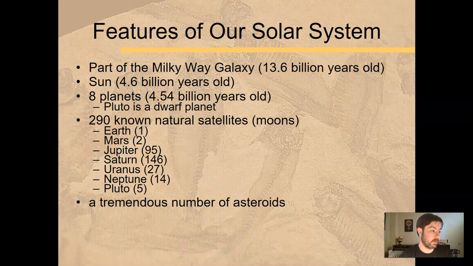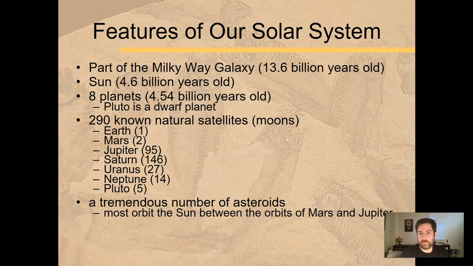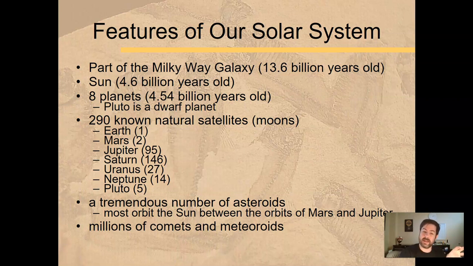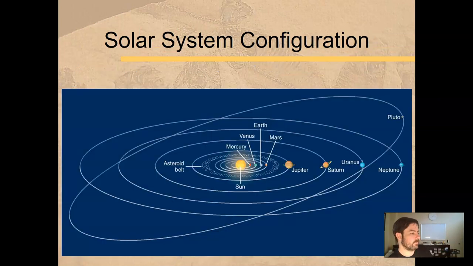There's also a tremendous number of asteroids. An asteroid is defined as a wandering rocky body of space material that's 10 meters in diameter or bigger. Most asteroids orbit the sun somewhere between Mars and Jupiter. There's also millions of comets, which are just ice-covered asteroids, as well as meteoroids. Meteoroids and asteroids are kind of the same thing. Asteroids are 10 meters in diameter or bigger. Meteoroids are less than 10 meters, a little bit smaller. There's a bunch of dust and gas out there as well.